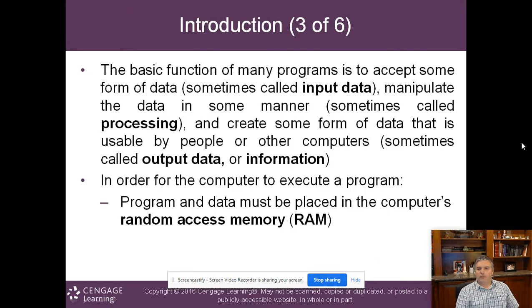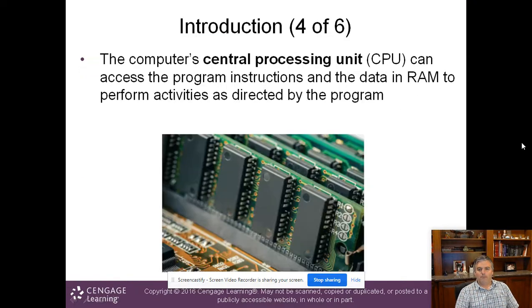So the basic function of many programs is to accept some form of data, input data, manipulate the data in some manner, processing, and create some form of data that is usable by people or other computers, output data. In order for the computer to execute the program, the program and data must be placed in the computer's RAM. That's why we want all our computers to have a lot of RAM, so they'll be faster. Because when you run that program, or when you're compiling a program, everything comes from the hard drive and loads into RAM. So having a lot of RAM is important.